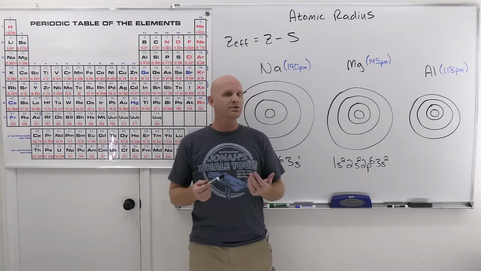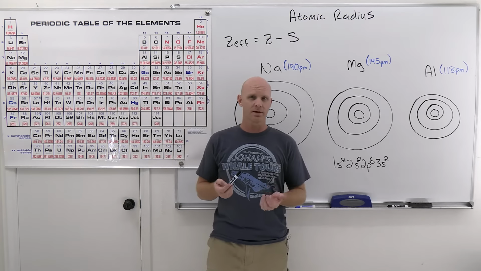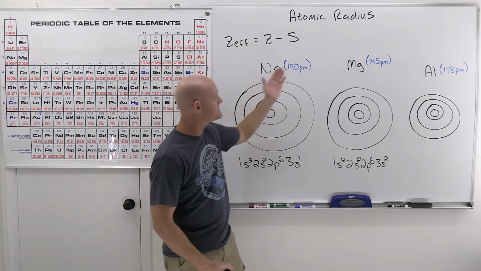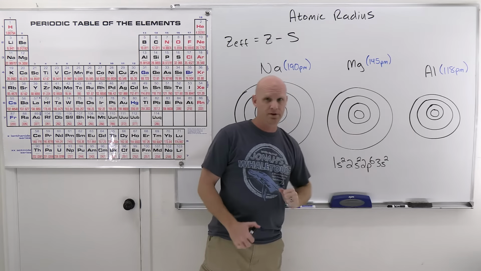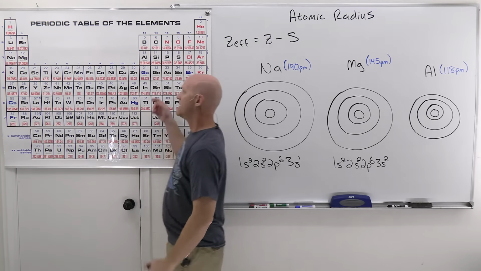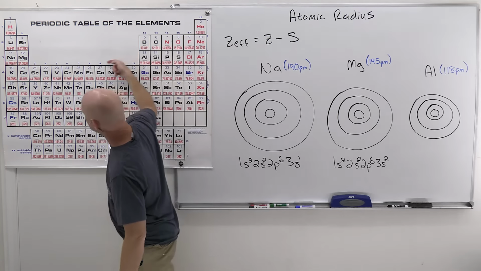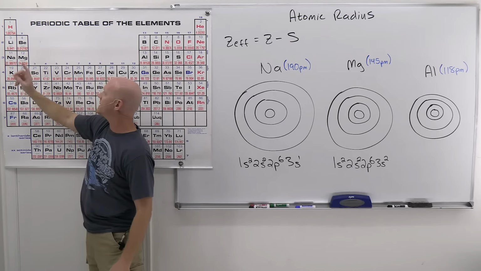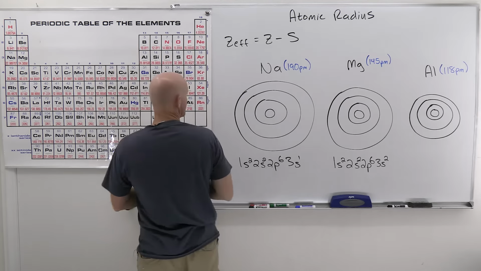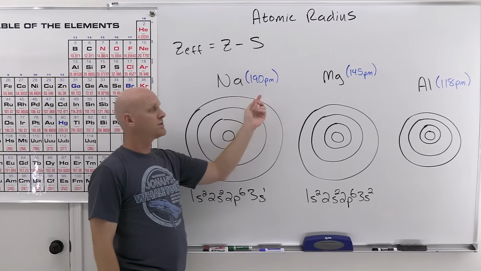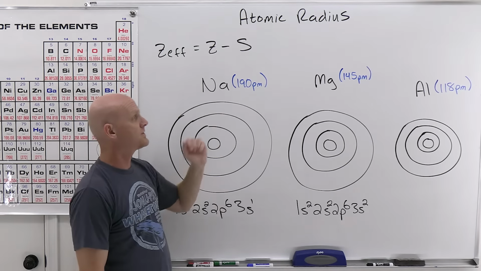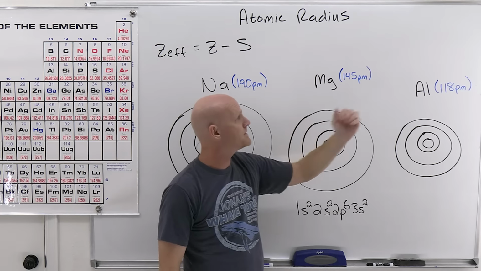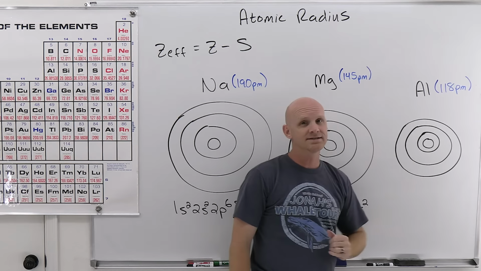Okay, so we're going to take a little closer look at the horizontal trend on the periodic table. And to do this, we're going to compare sodium to magnesium to aluminum. Now, again, on the periodic table, we can see that as we go from right to left, we should get larger. So sodium should have the largest atomic radius, then magnesium, then aluminum. And indeed, if we look at some published values, sodium at 190 picometers is larger than magnesium at 145 picometers, is larger than aluminum at 118 picometers.